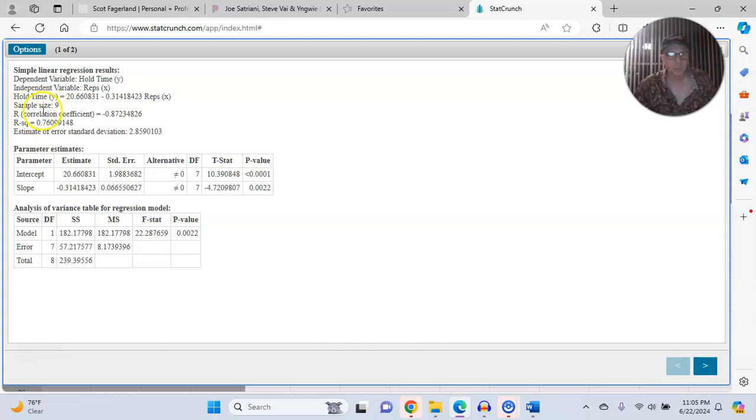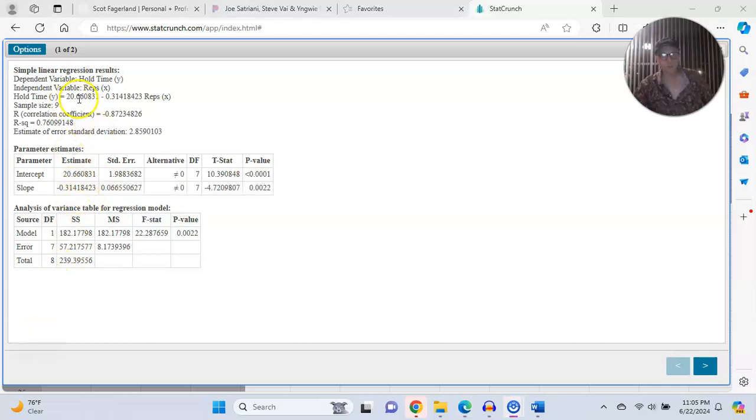It's reminding us that the sample size is 9. It gives us R. It gives us R squared, which we're going to use shortly. And these two key numbers up here, the 20.66 and the negative 0.314, are also reiterated here. So it reminds us that the 20.66 is the intercept and negative 0.314 is the slope. Don't worry about these other values here for now. I just wanted to show you how to get this regression equation.